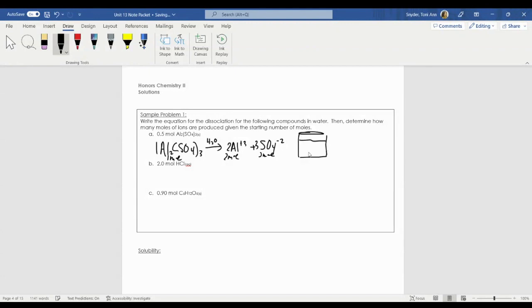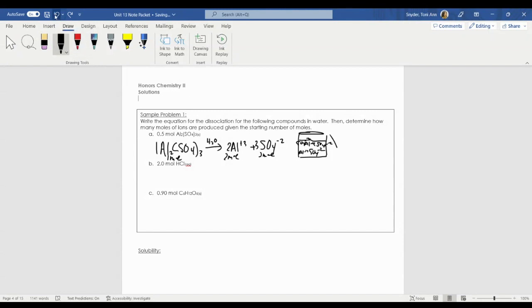And if I had 1 mole dissociates, I would draw 2 aluminum ions, and I would draw 3 sulfate ions in there. It's a terrible drawing, but I think you get the idea. So I have 5 moles of ions that will dissociate from that.